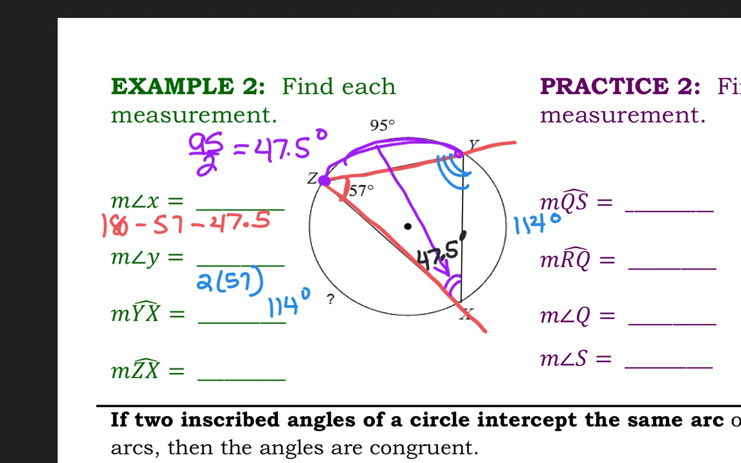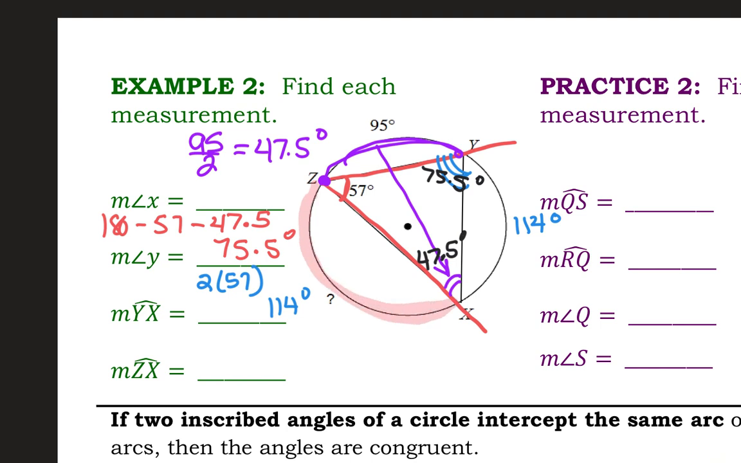What do we get when we subtract 57 and 47.5 from 180? What is it? 75.5 degrees. So 75.5 degrees. All right, we don't need it for the last step. Well, I guess you could. If you place it here, you can use it for the last step, but you can do that last step 2 different ways. So the last thing I have to find to be done with this problem is this arc right here.